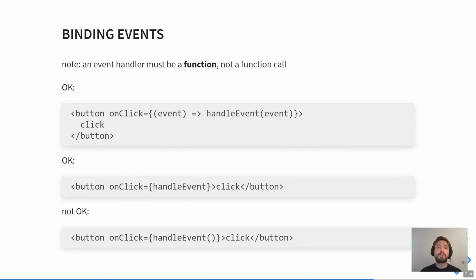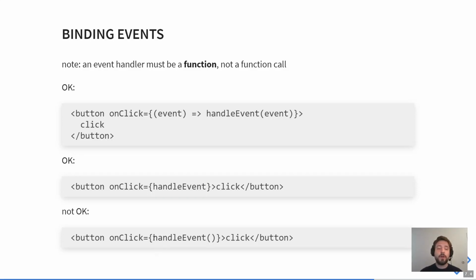When handling events, keep in mind that you have to provide a function as the handler and not a function call. In the first example here, the event handler function is defined as an arrow function. In the second example, I'm using a shorter notation. The arrow function from the first example was nothing but an indirect way of calling the event handler. In this case, I can also just provide the event handler directly.